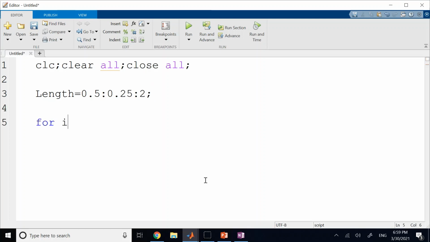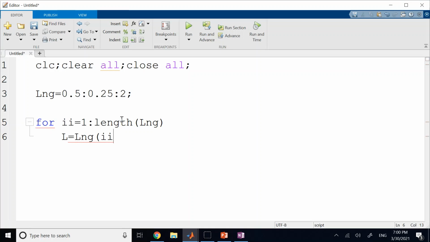And then now I say for i equal 1 to length of length. Now that's not a good naming, so let me use LNG. Each time L is equal to what? That LNG index i. Now that you know the value of L, what would you do?